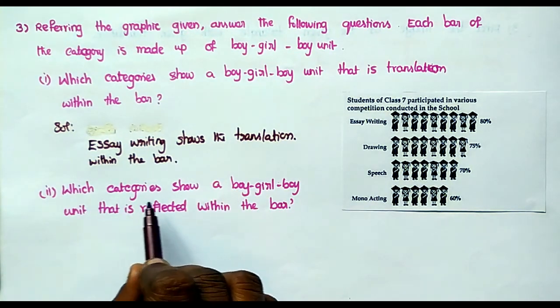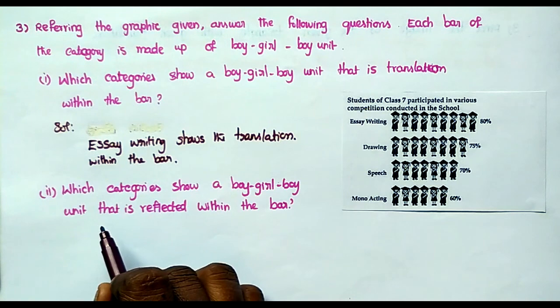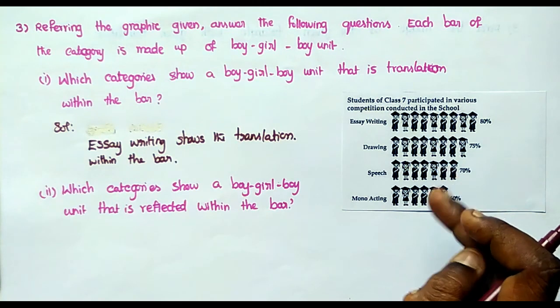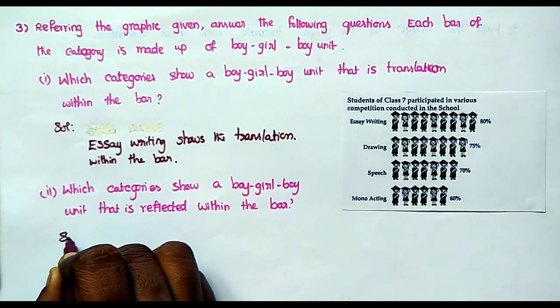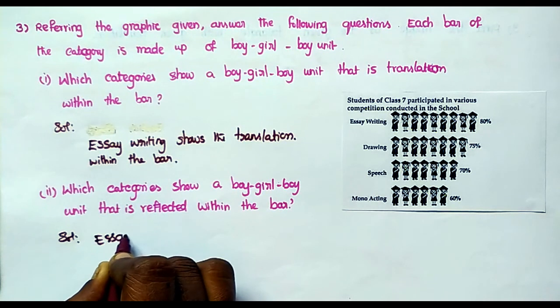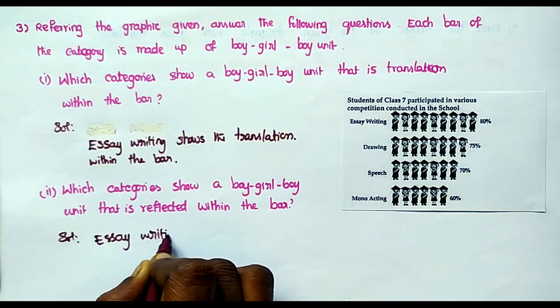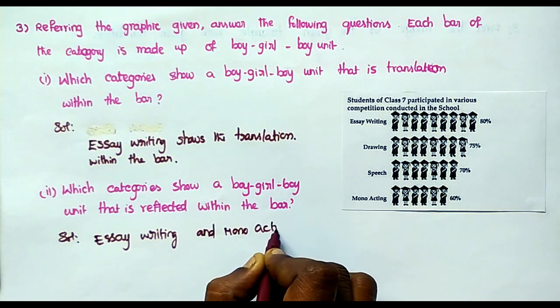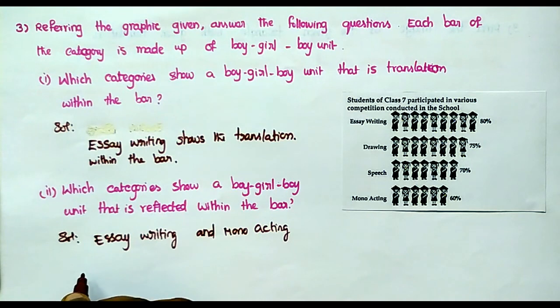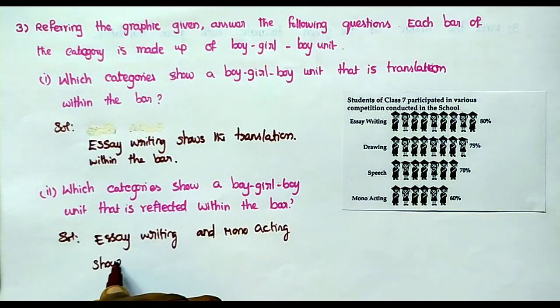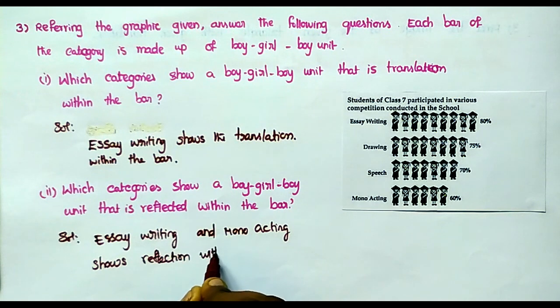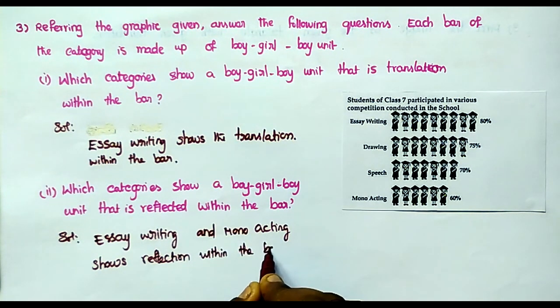Next one. Which categories show a boy, girl, boy unit that is reflected within the bar? There are essay writing and mono acting. Essay writing and mono acting show reflection within the bar. That is the answer.